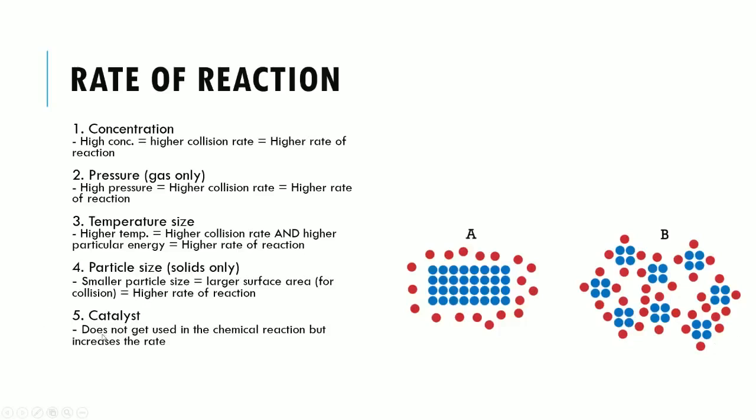Now, when we take a look at something called catalysts, these are substances that basically don't get used in the chemical reaction, but are there to increase the rate. And enzymes are found in our bodies, and that's an example of a biological catalyst.